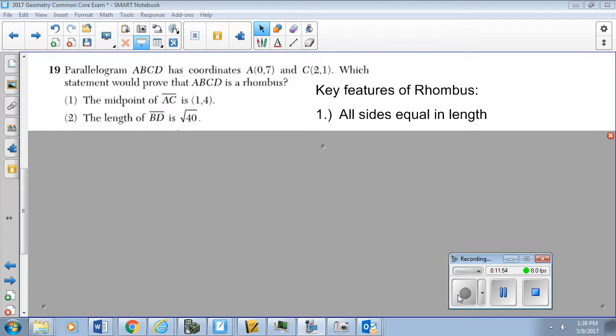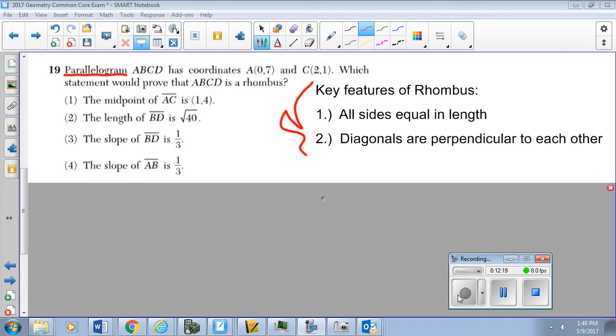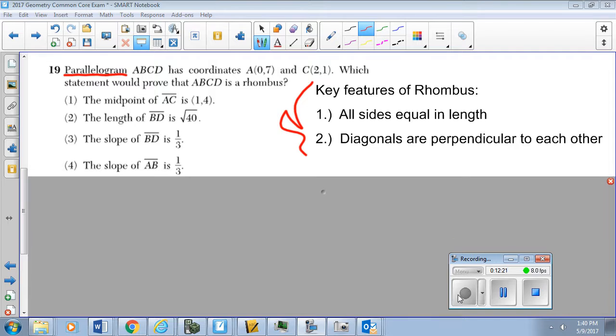All right, looking at number 19. It says parallelogram. Okay, you already know it's a parallelogram. ABCD has coordinates of 0, 7, 2, 1. Which statement would prove that ABCD is a rhombus? Okay, I want you to write down the key features of a rhombus. All sides are equal in length, and the diagonals are perpendicular to each other. So we have 4 different options of things that would prove that this is a rhombus.